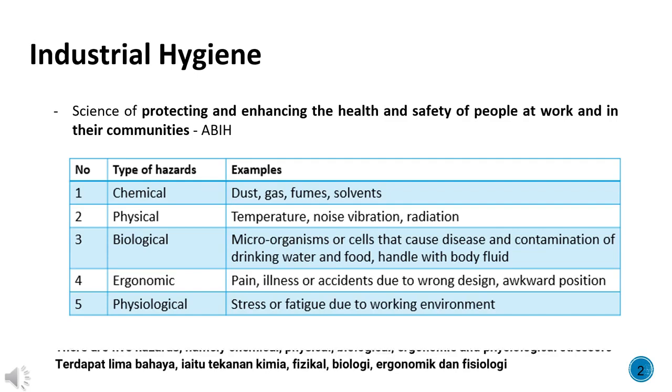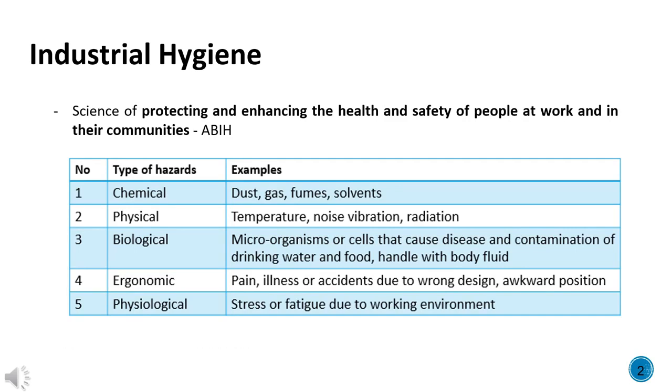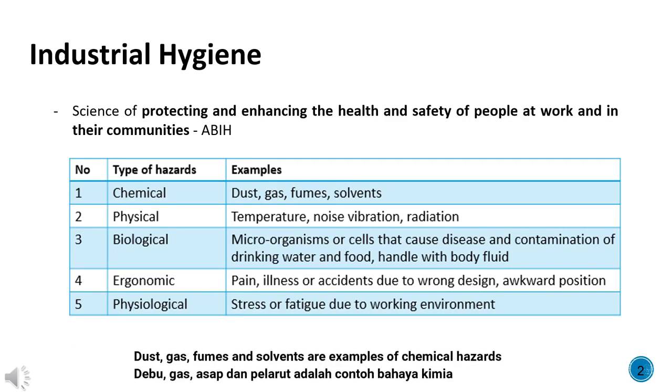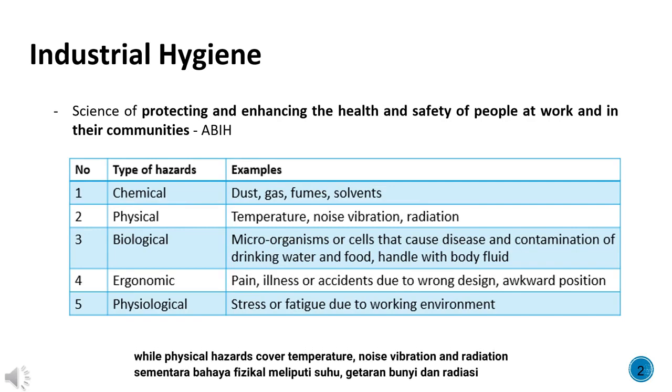There are 5 hazards, namely chemical, physical, biological, economic, and psychological stresses. Dust, gas, fumes, and solvents are examples of chemical hazards, while physical hazards cover temperature, noise, vibration, and radiation.